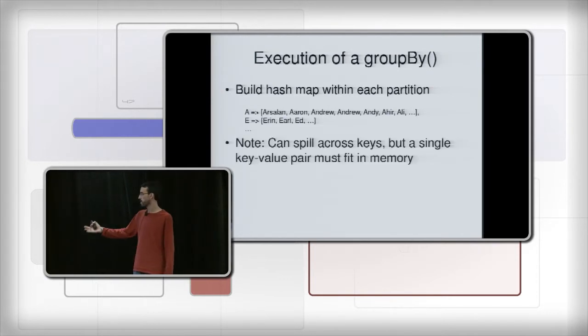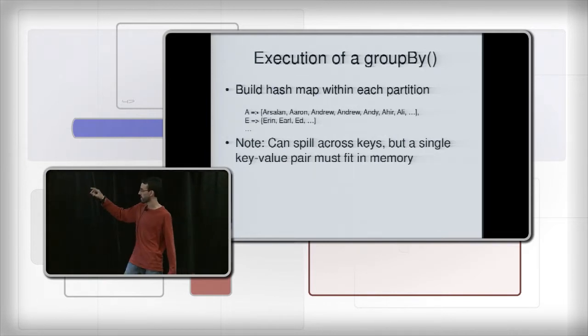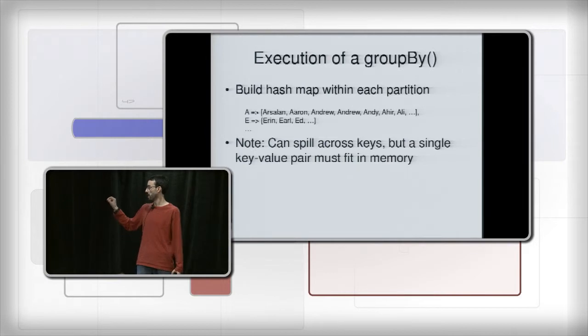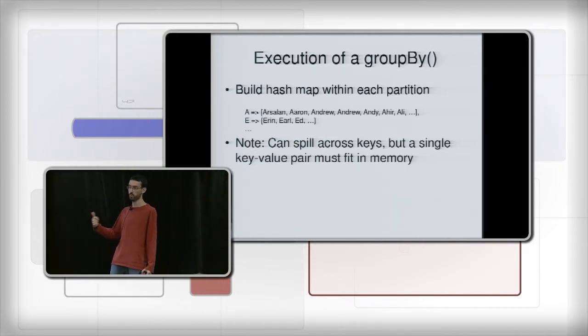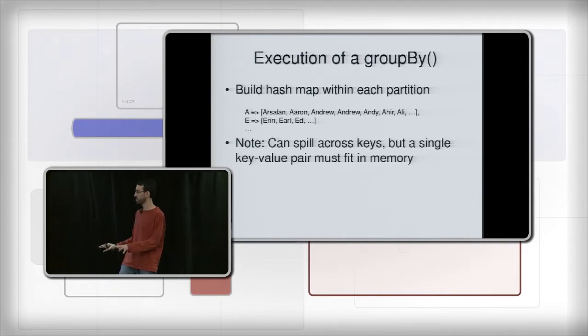One thing to know is that we can actually spill, and by spill I mean we can write to disk, things across keys. So I can spill A to disk and then E to disk, but a limitation of today's shuffle implementation that might bite you is that a single key-value pair must fit in memory. This is only really relevant for these large group bys with a single very large key. In this case, you'll note that my A has all of the names in my data set that start with A, not just the distinct ones, and so that can actually be very expensive.